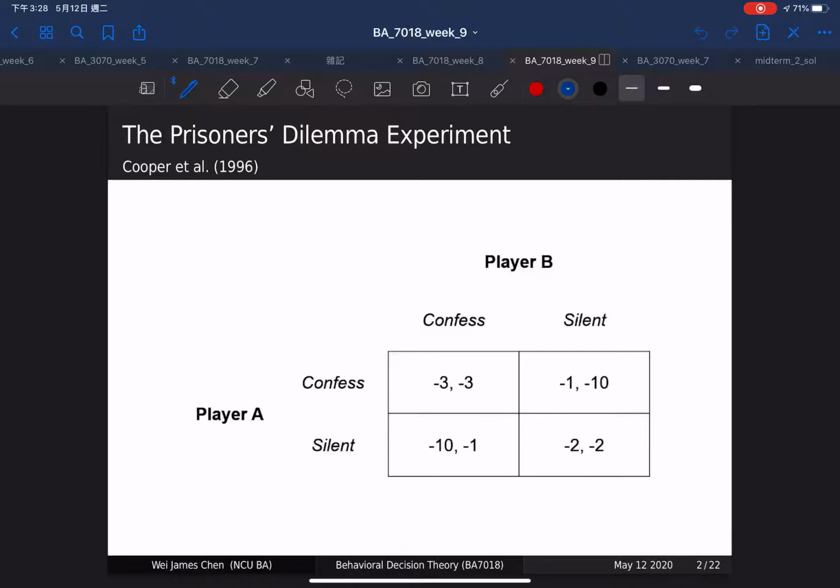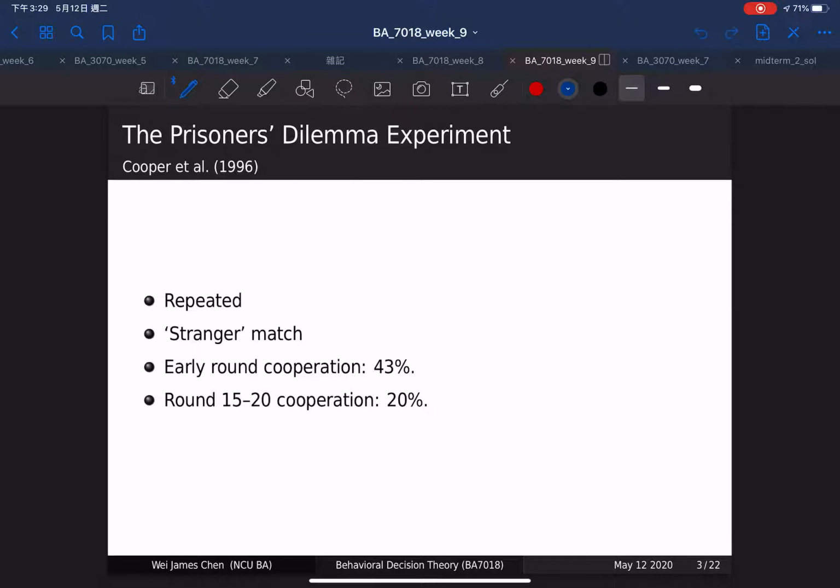So in this paper, Cooper et al., 1996, David Cooper and a bunch of scholars ran a series of experiments using the prisoner's dilemma. It is also a repeated game setting, but they use a matching mechanism called stranger match. What is a stranger match? Basically, you are repeatedly matched with a new participant in the lab, but you never meet the same person twice.